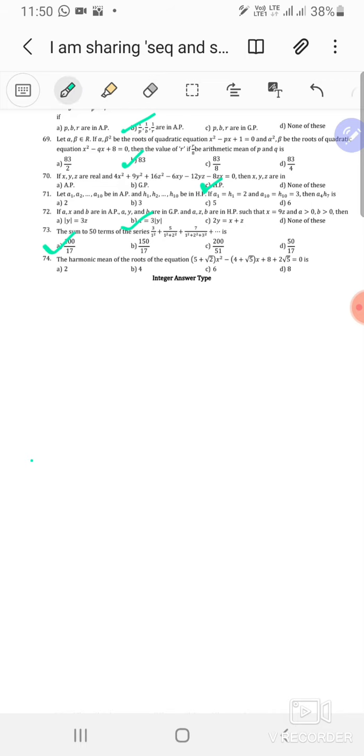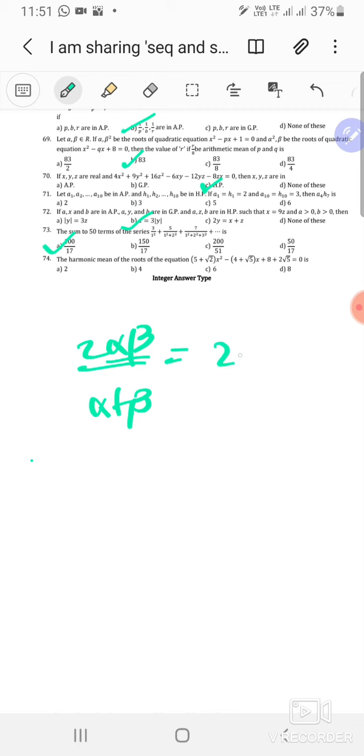Okay, the harmonic mean of the roots of the equation (5 plus square root 2) x squared minus (4 plus square root 5) x plus 8 plus 2 square root 5 equals 0. Oh, okay, is the harmonic mean of the roots of this equation. So the harmonic mean is nothing but 2ab upon (a plus b). In fact, because these are the roots, I should say it's actually 2 alpha beta upon (alpha plus beta). We know what alpha beta is.